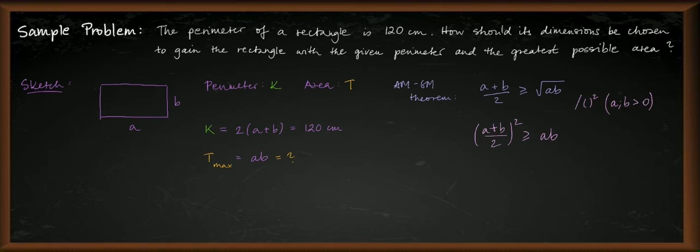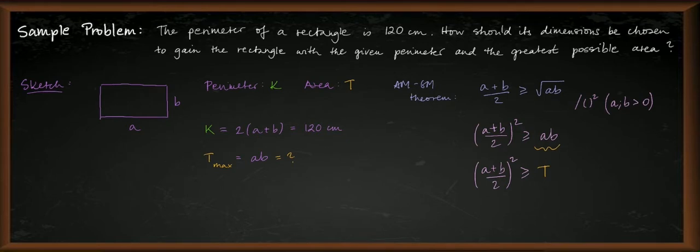Now, is this familiar to you? Yes, it is, because it is the area itself. So we can say that the area of the rectangle is less than or equal to ((A plus B) over 2) to the power of 2. Now, what is (A plus B) over 2 to the power of 2?